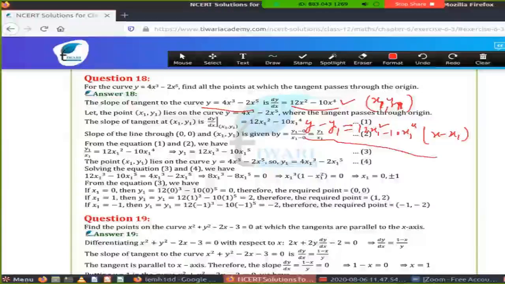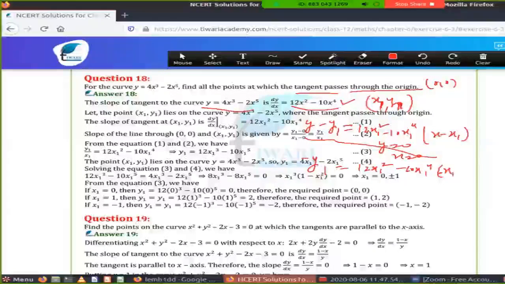Now it is given that the tangent passes through the origin. Origin means point 0, 0. It means put y equal to 0 and x equal to 0 in the tangent equation. So this becomes 0 minus y1 equal to 12 x1 square minus 10 x1 to the power 4, into minus x1, because x is 0 and y is 0. Now this minus sign and this minus sign can be cancelled. y1 is equal to 12 x1 cube minus 10 x1 to the power 5.